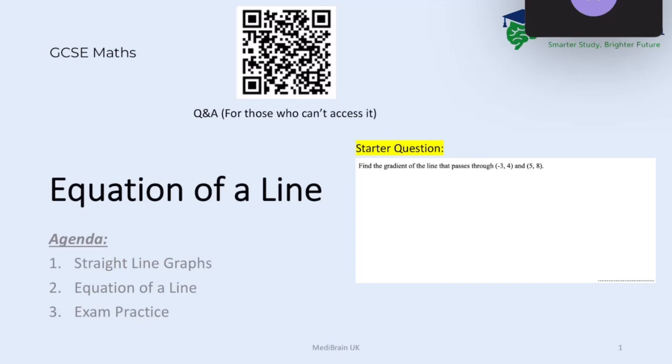Welcome everyone to our GCSE Maths session. In today's lesson, we are going to be looking at the equation of a line, so we're going to be looking at straight line graphs. We're going to be looking at y equals mx plus c, and at the same time, we're going to be going through a lot of exam questions.